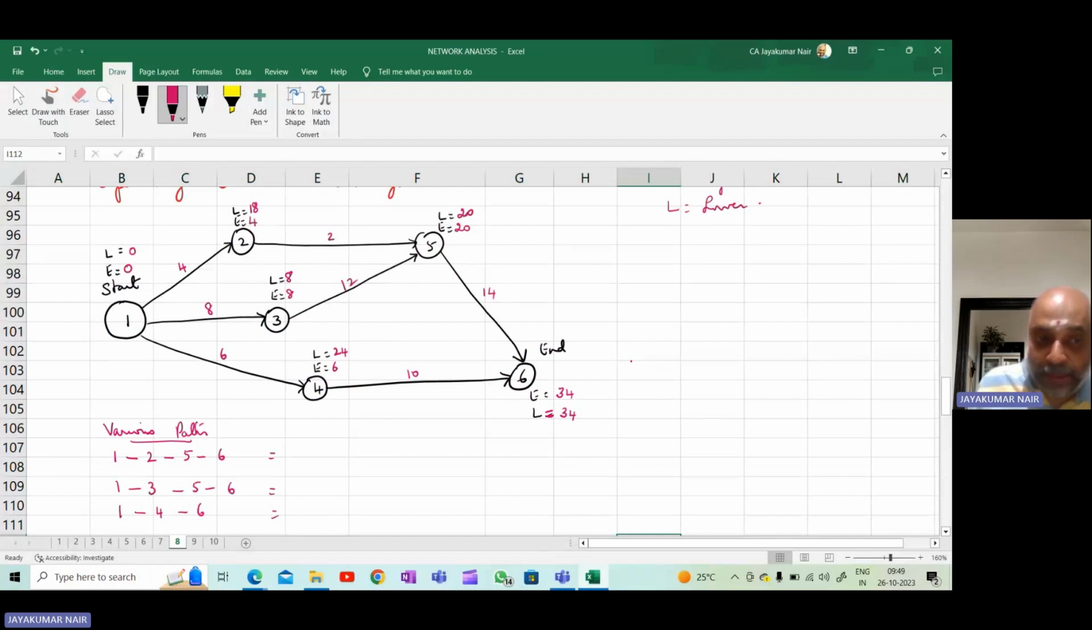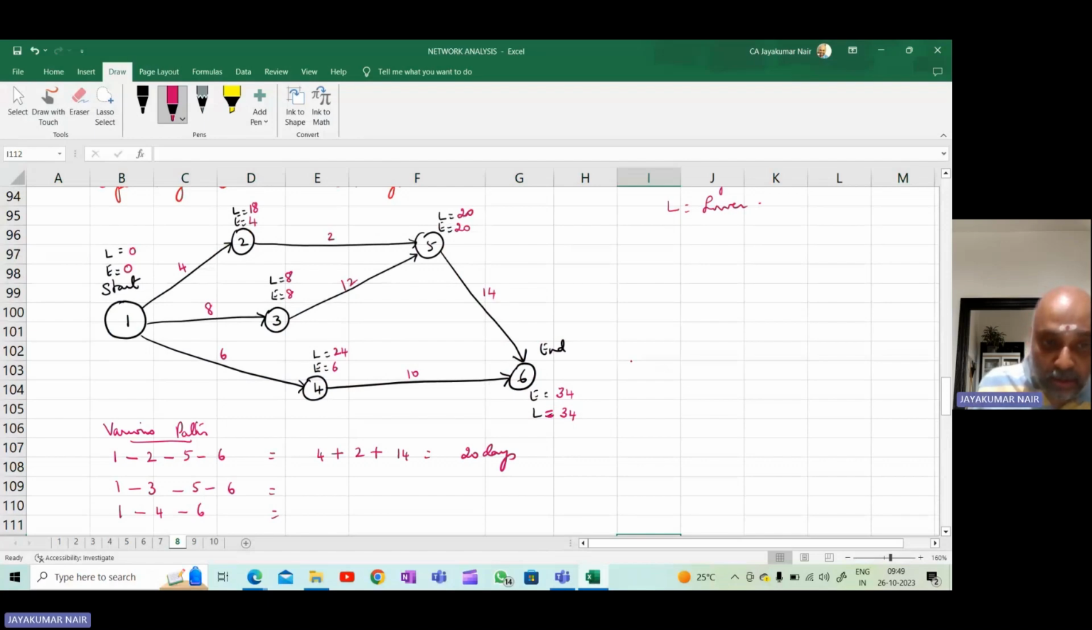1 to 2, the expected time is 4 days. 2 to 5, it is 2 days. And 5 to 6, 14 days. Therefore, it will take 20 days. Okay, 14 plus 4, 18, 18 plus 2.